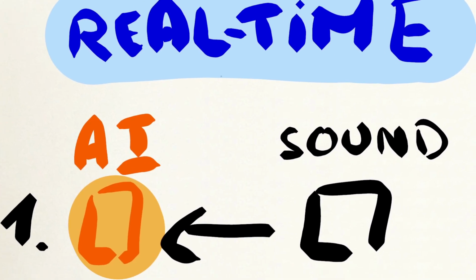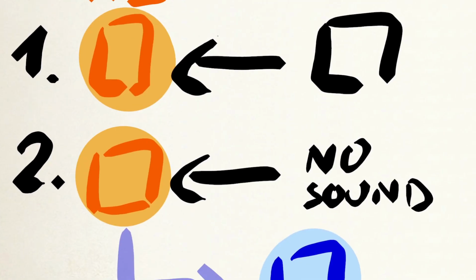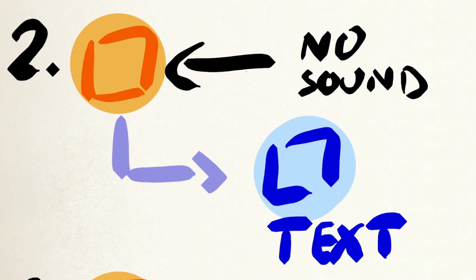Now let's go to the real-time implementation of how to do this. And this is called an asynchronous implementation. And the first step is the exact same as the synchronous implementation, which is just the sound coming to the AI because the user is talking. And then the second step is still no sound being received by the AI because of the silence between the words. And that's where we see the difference between a synchronous and an asynchronous system.